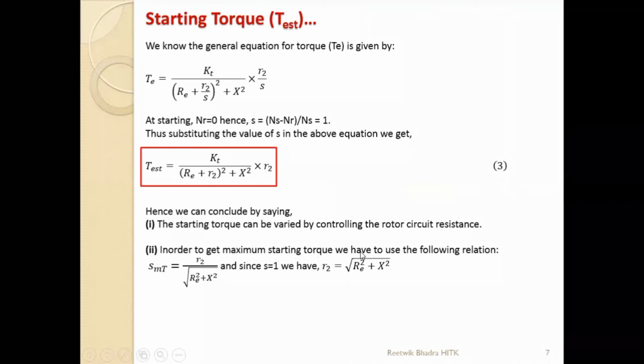And the slip at which maximum torque occurs, if you write SMT, is equal to R2 by the square root of RE square plus X square. Now, at starting, what happens? Slip is 1 always, so SMT will be 1. So if you replace S by 1, R2 will be equal to the square root of RE square plus X square. This should be the value of R2 chosen at starting to get TST to be maximum.